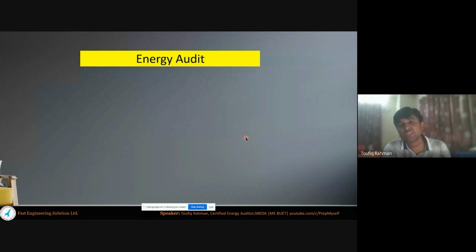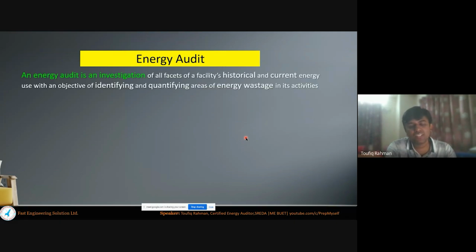Under the energy management system, there is one small special topic that is called energy audit. Audit is a different thing. The word audit may not be welcome, because audit always gives us some fear that the auditor may find something wrong and put us in a dangerous situation. But audit is not like that.